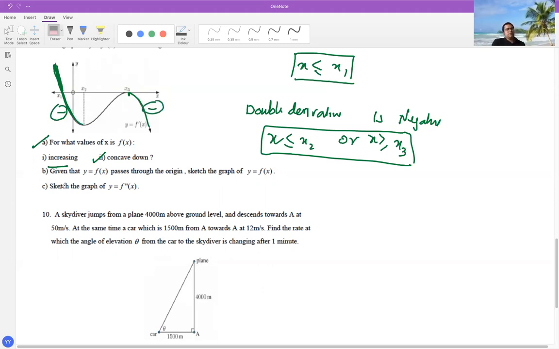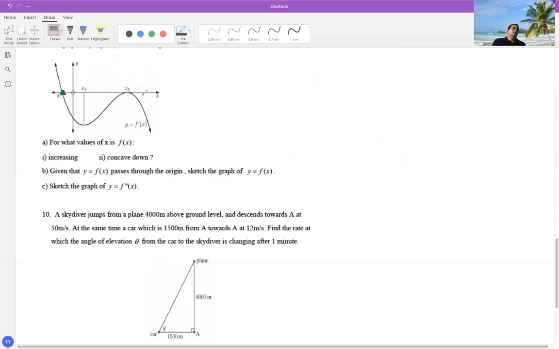After this, since it's given that the curve passes through the origin, we have to give a possible sketch of f of x. You can see clearly that this is a possible maximum point because the slope changes from positive to negative, and here the slope remains negative and negative. So in this case, this is a stationary point of inflection. After this, we are going to find out the general shape of the curve.